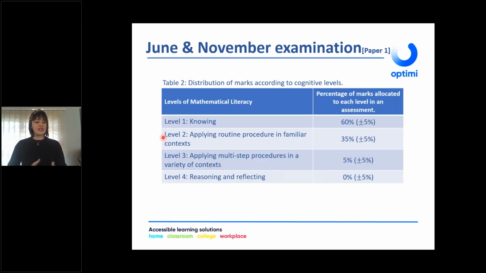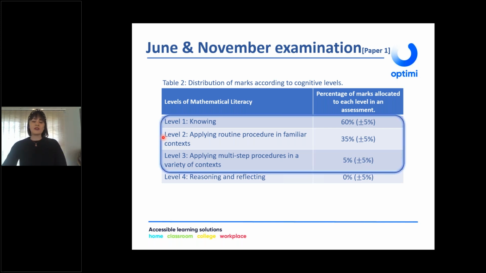Okay, so we've previously spoken about your basic skills paper. What I mean by that is your paper will consist of level 1, level 2, and level 3 cognitive levels. So you will find that level 1, which is your knowing level, is going to be 60% with an adaptation of plus minus 5%. So it's not necessarily going to be 60%, but it's going to be more or less 60%.